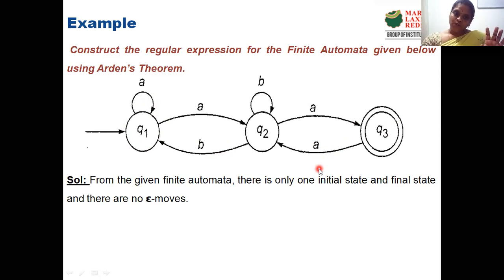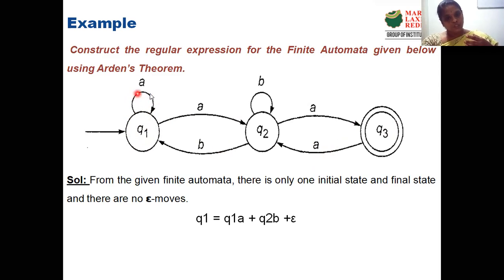And now start constructing the V's, that is, the variables here. Let q1 equal to: identify and observe all the transitions coming towards this q1. So for q1, if we see here, there are two transitions coming across this q1.